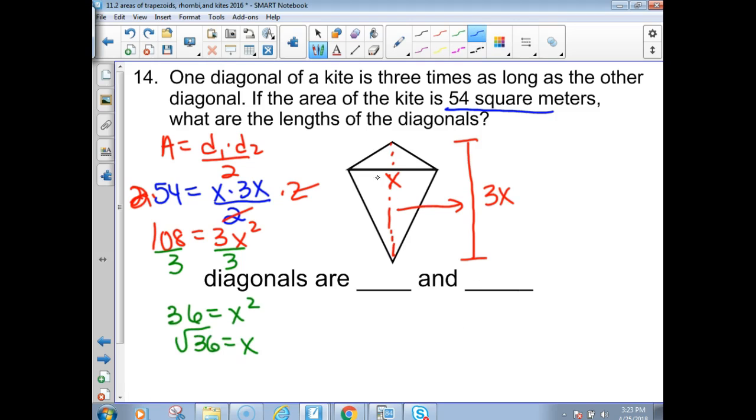So how big is the first diagonal? Okay, and what's the units? I think you guys have inches on your paper, don't you? So it'd be 6 inches for that. And then I put in 3 times 6 and get 18 inches for the other one. All right.